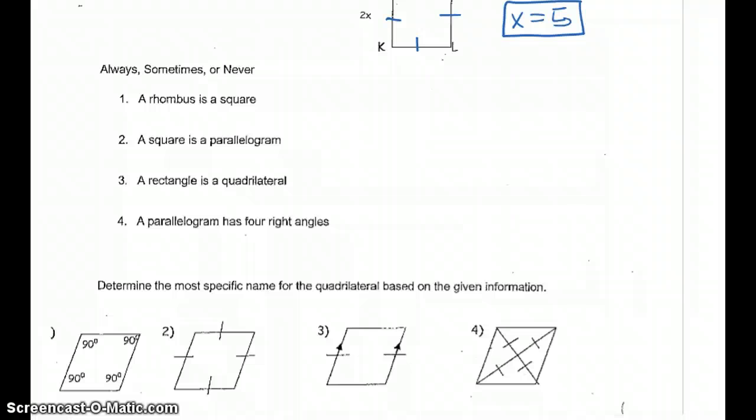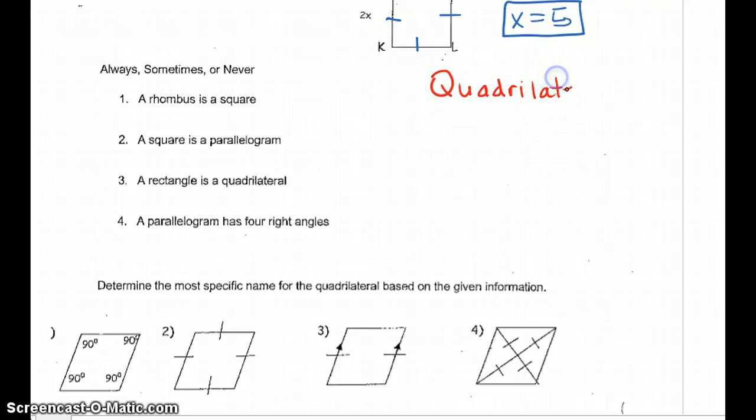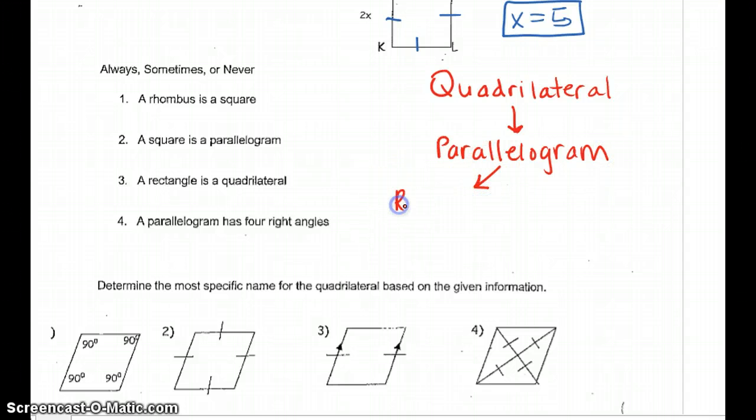To help with this, we are going to draw out a diagram with all the shapes that we've learned. First, we started off by learning quadrilaterals. Then we got more specific and learned about parallelograms. Two types of parallelograms are a rectangle and a rhombus. And if a shape is both a rectangle and a rhombus, it is a square.